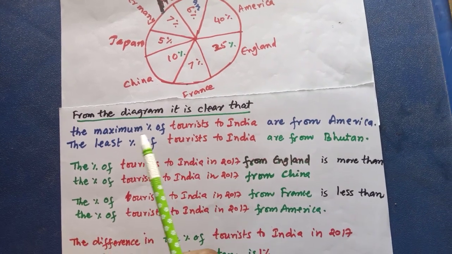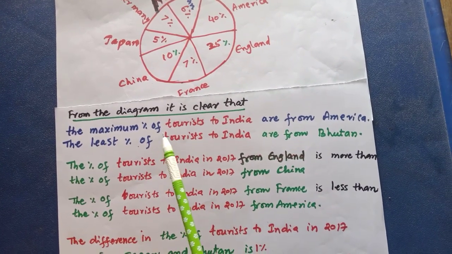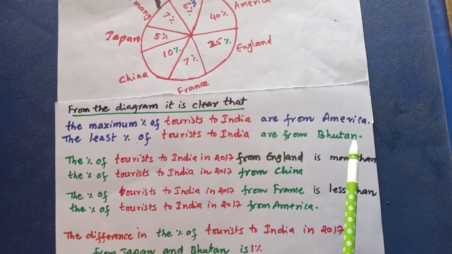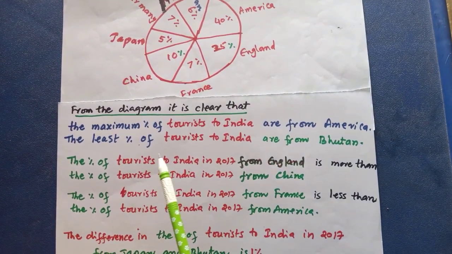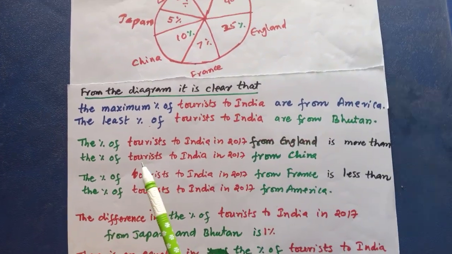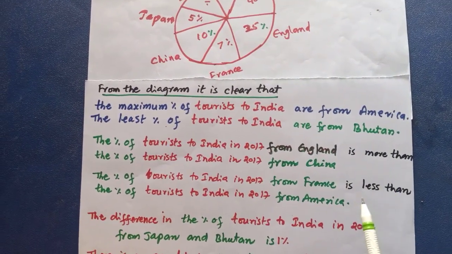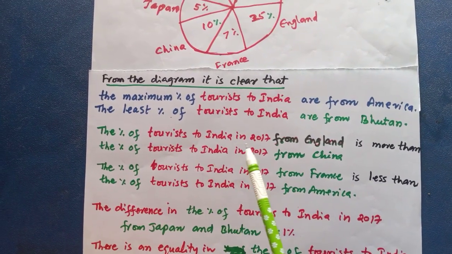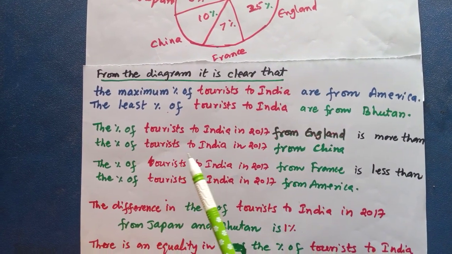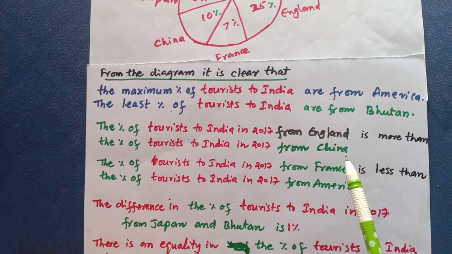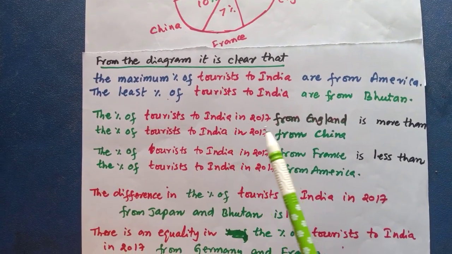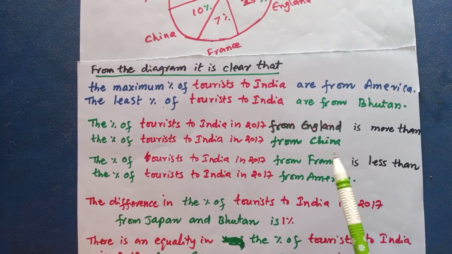Then interpretation. From the diagram, it is clear that, first, maximum and least values. The maximum percentage of tourists to India are from America, 40%, and the least percentage of tourists to India are from Bhutan, 6%. And next, comparisons, more than and less than. The percentage of tourists to India in 2017 from England is more than the percentage of tourists to India in 2017 from China. So using the structure of the percentage of plus the heading plus the topic, we can write any number of sentences.